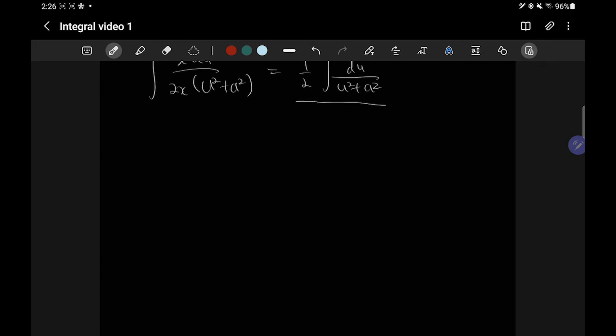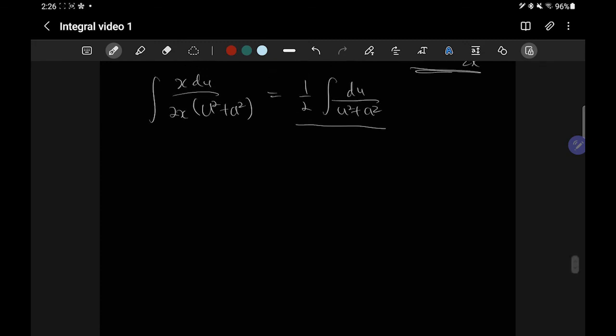Now let's move on. So we have 1/2 the integral of du over u squared plus a squared. If you remember one of the trigonometric identities we listed above, this equals 1/2 times 1 over a times inverse tangent of u over a, plus c. We can replace a with 1 and u with x squared plus 1, so that the final answer equals 1/2 inverse tangent of x squared plus 1, plus c.